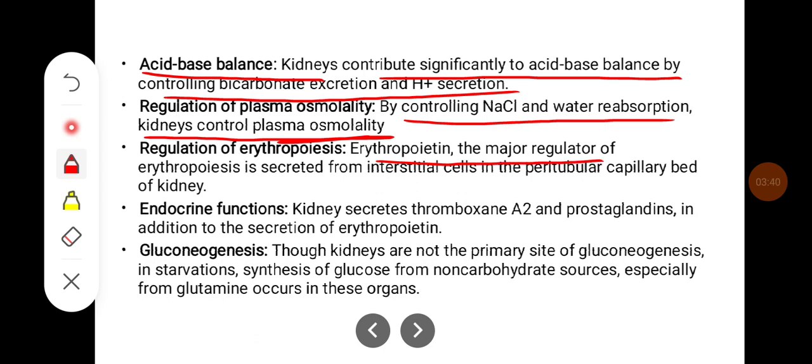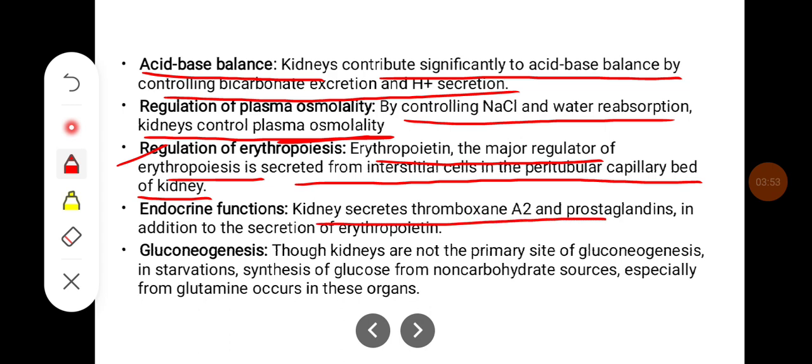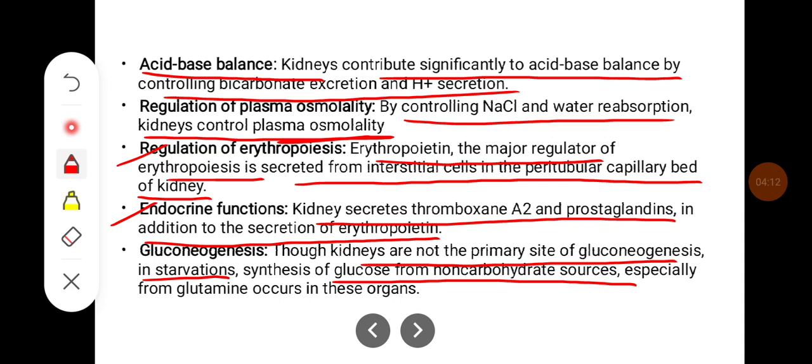Erythropoietin, the major regulator of erythropoiesis, is secreted from the interstitial cells of the peritubular capillary bed of kidney. So thus they have a role in regulation of erythropoiesis. Kidneys secrete thromboxane A2 and prostaglandins in addition to the secretion of erythropoietin, so they have other endocrine functions. The kidneys are not the primary site of gluconeogenesis. In starvation, synthesis of glucose from non-carbohydrate sources, especially from glutamine, occurs in this organ. So they're also involved in gluconeogenesis.